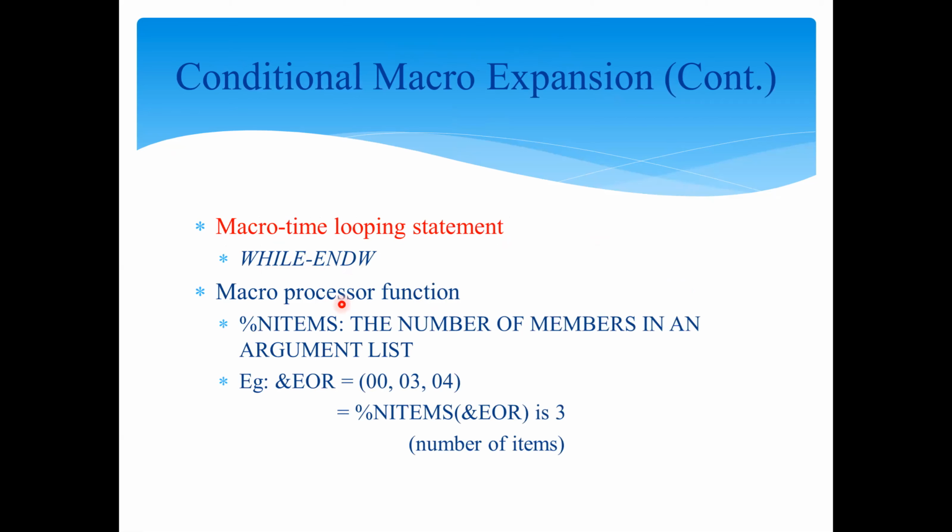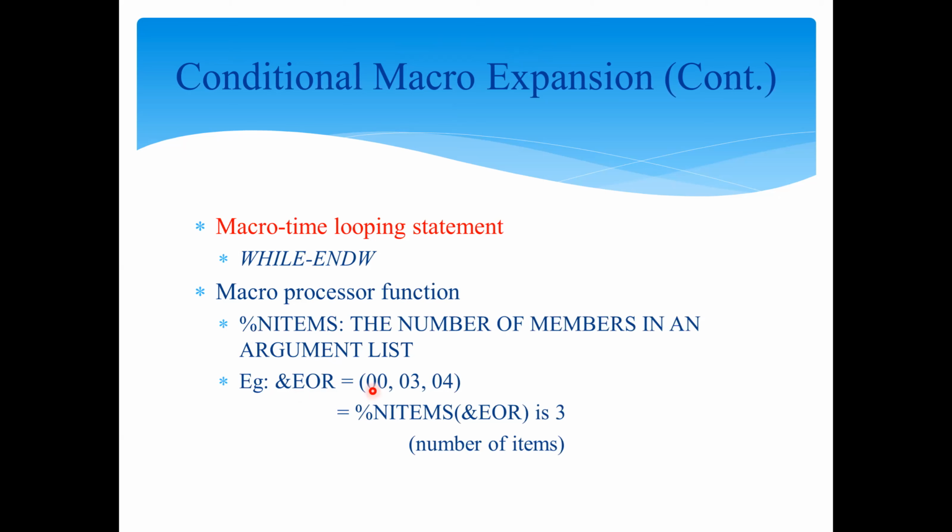Then you have one more processor function, &N items. So N items is used to count the number of members in an argument list. Macro allows you to define the argument or the parameter which is passed in a prototype as a list. You can pass a parameter as a list. It is possible. So the number of items in that list can be calculated with this function, &N items. Say for example, if this parameter is being stored with the list 00, 03 and 04.